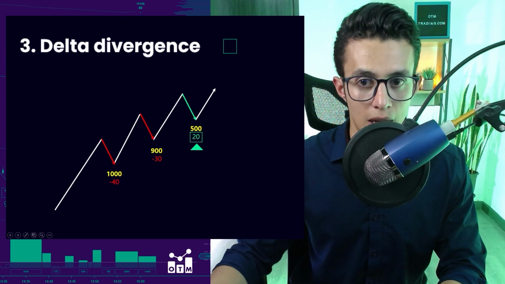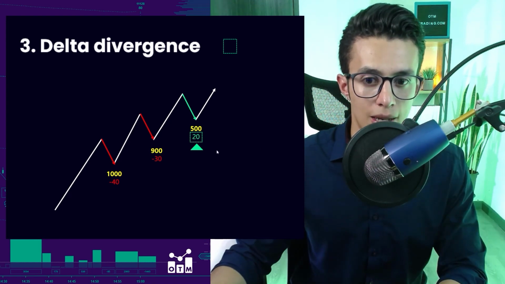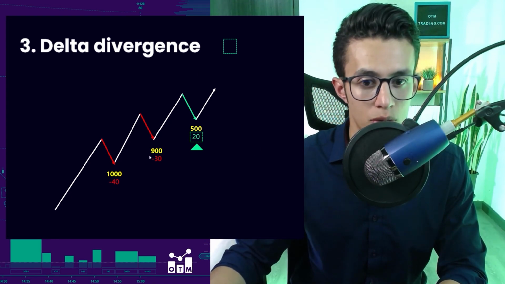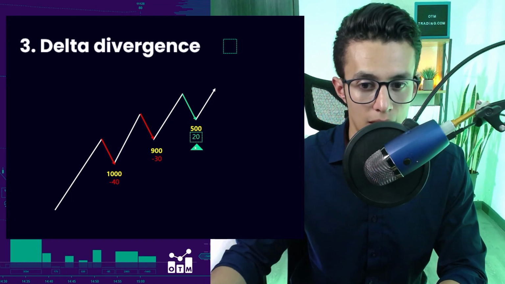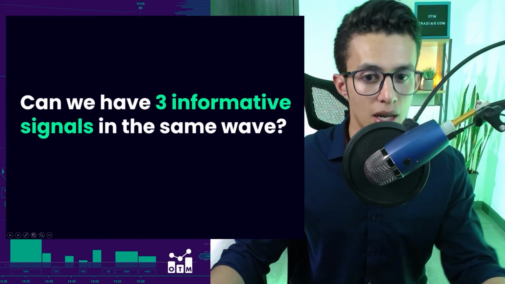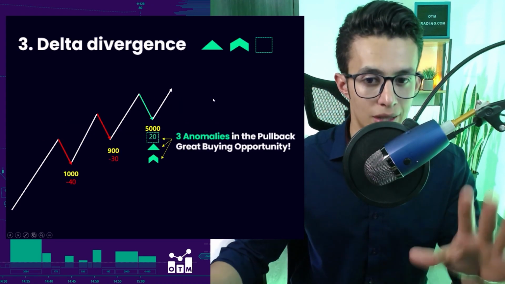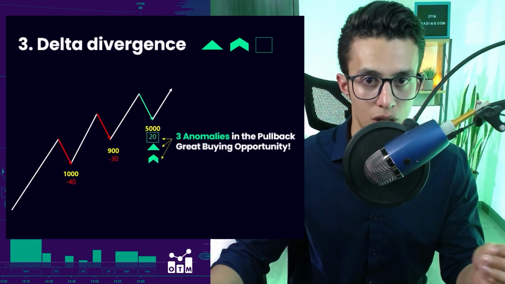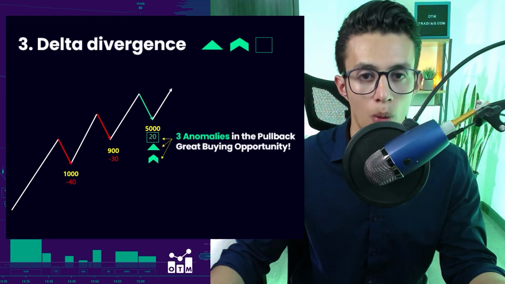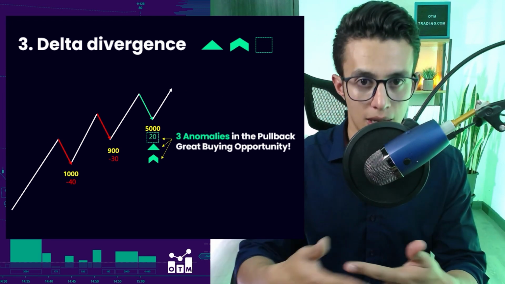We can see here that we also have the same data, and a weakness signal would appear. At this point, you may be wondering, can we have three informational signals in one wave? Let's see. We have three anomalies in this retracement, which would be a great buying opportunity because we're getting multiple anomalies.